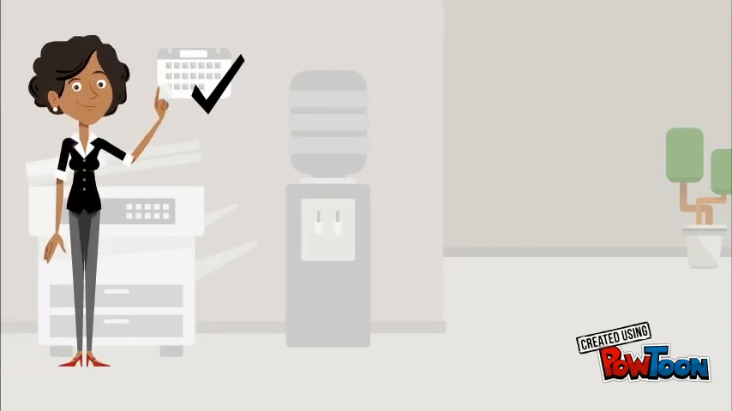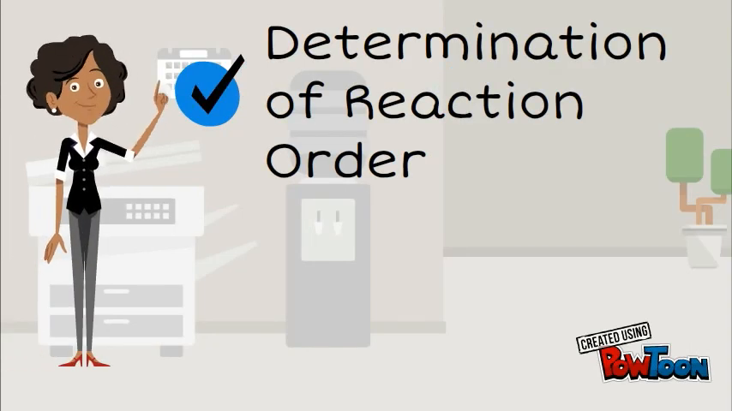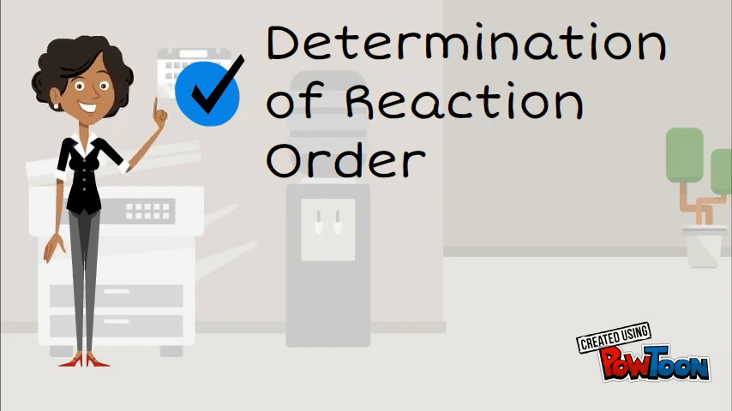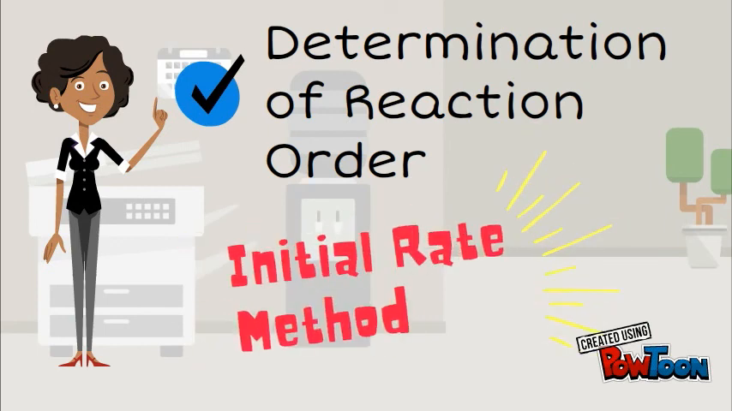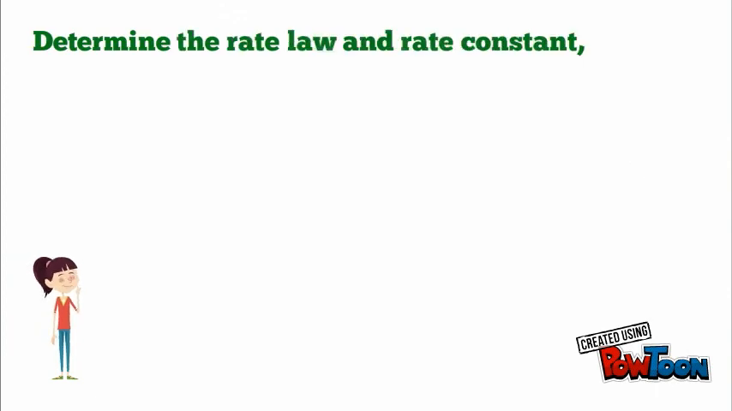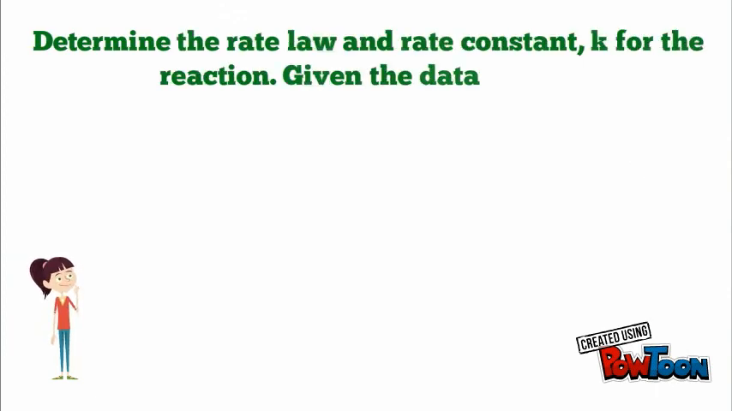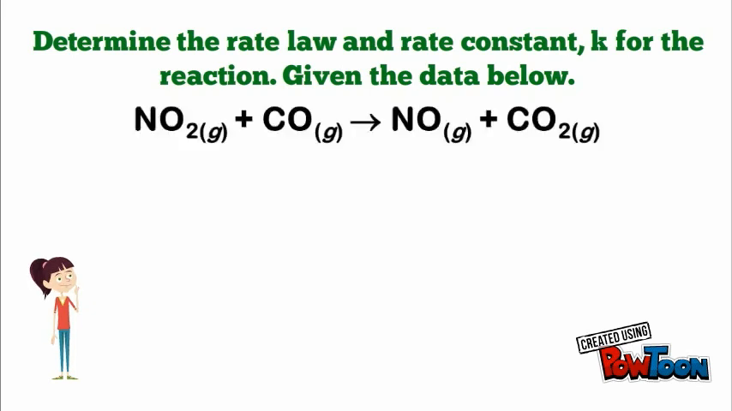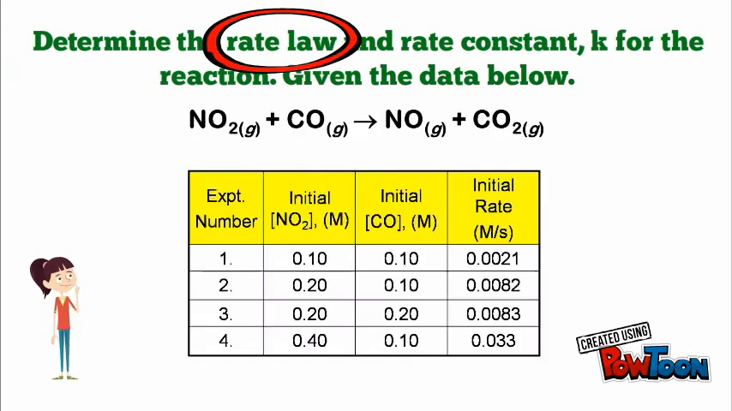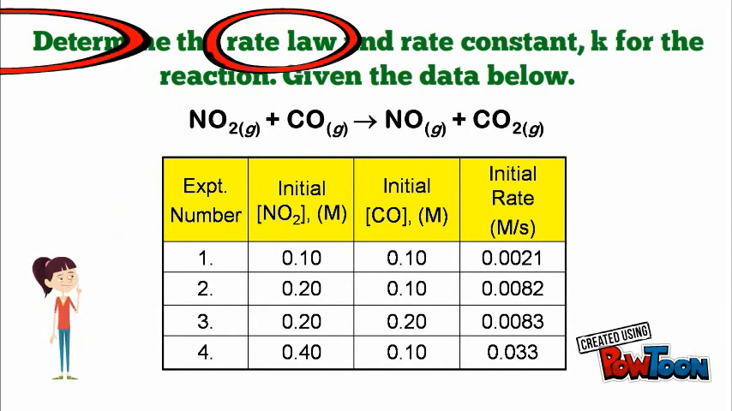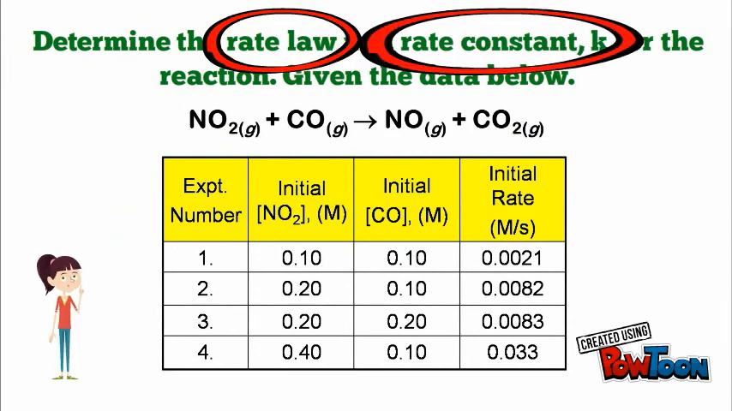Hi, this video will show you the example of calculation to determine the order of reaction by using the initial rate method. Now, look at this question. It requires us to determine the rate law and rate constant for the reaction, given the reaction equation and a table of experimental data.